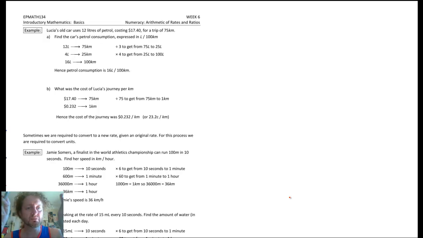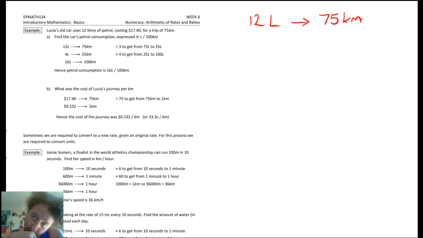The first question, find the car's petrol consumption expressed in litres per 100 kilometres. Okay. Got nothing to do with the dollars question, eh? So I don't care about that $17.40 info. All I'm interested in is litres per 100 kilometres. What in my question compared litres and kilometres? Well, it said 12 litres is needed for 75 kilometres. That's what it told me. Now, what one am I trying to get? I'm trying to get how many litres per 100 kilometres. So I'm trying to get from 75 kilometres to 100 kilometres.